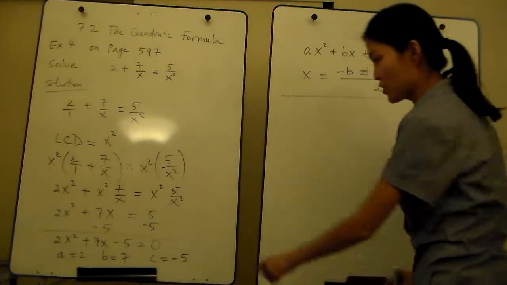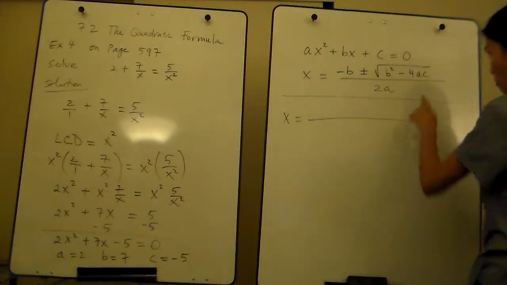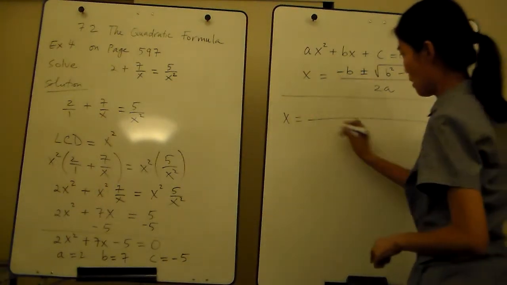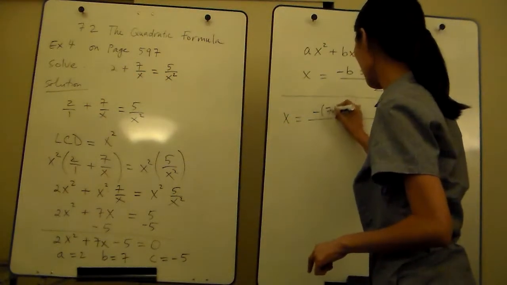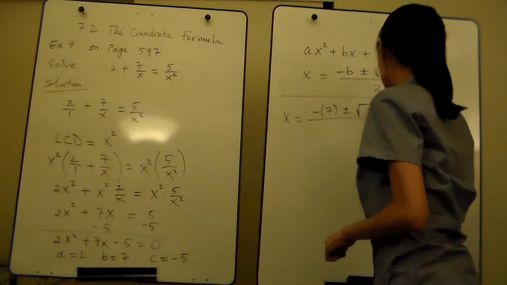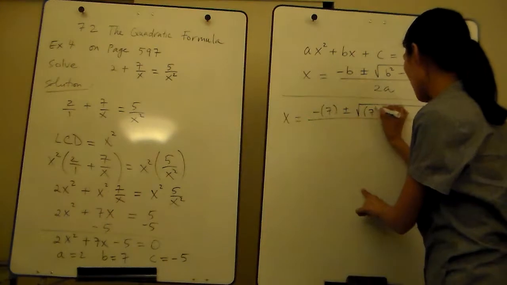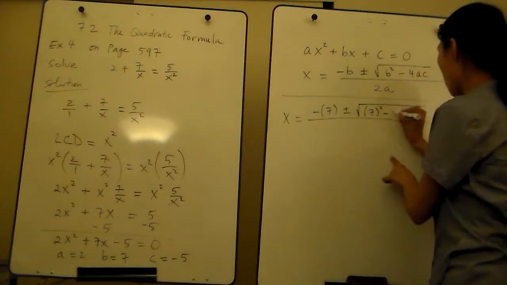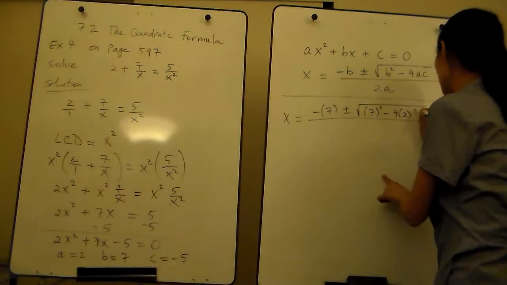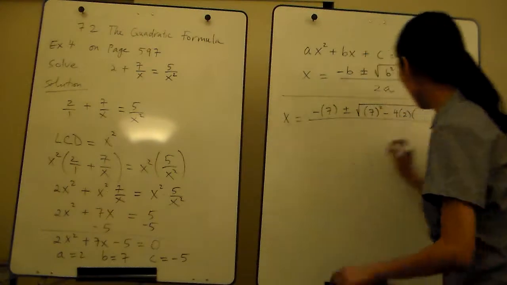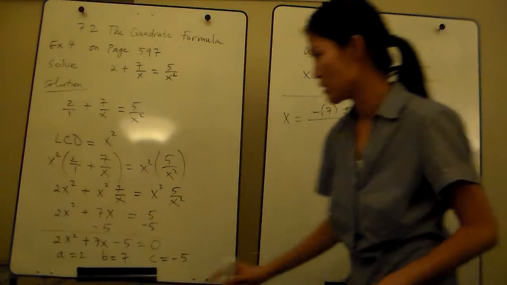So I'm going to continue from here. x is equal to, using the quadratic formula, negative b. What is b? B is 7, plus or minus the square root of b squared. B is 7, so 7 squared minus 4 times a times c. What is a? A is 2, times c. C is negative 5. Divide by 2 times a. A is 2.